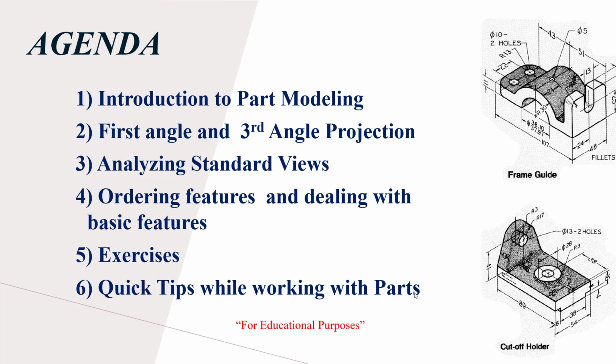There are different sets of standard views like top view, front view, side view, and how to utilize them to create the standard draftings. We'll see that. Ordering features and dealing with the basic features. Ordering features means which features we need to draw first and which at the last, according to the manufacturing approach. We'll see that. And we'll deal with a few exercises and then we'll have some quick tips while working with the parts. I'll give you the quick tips so that you can utilize the same in real life scenarios.